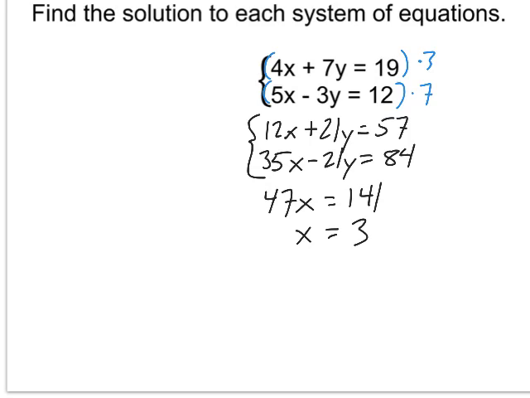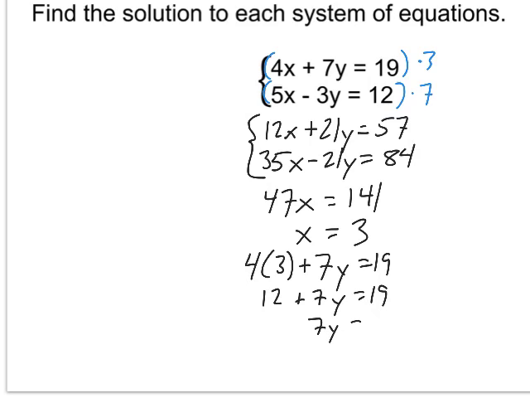Plug that back in to either one of the original equations. Of course, it doesn't matter which one. So I'm going to plug it in the first one just because I don't really see any difference between them. So I subtract 12 from both sides, and then divide both sides by 7. Should find that y is 1. So our final answer here is going to be 3, 1.